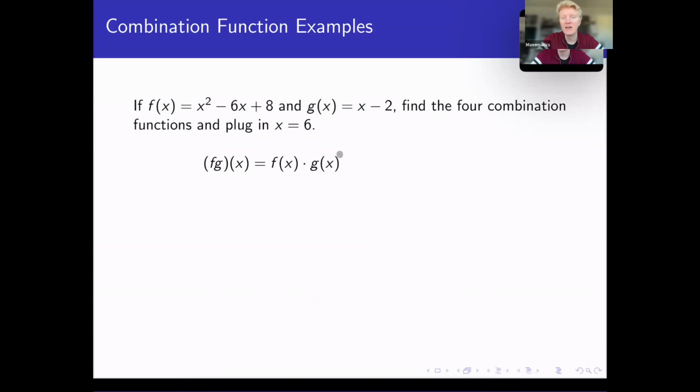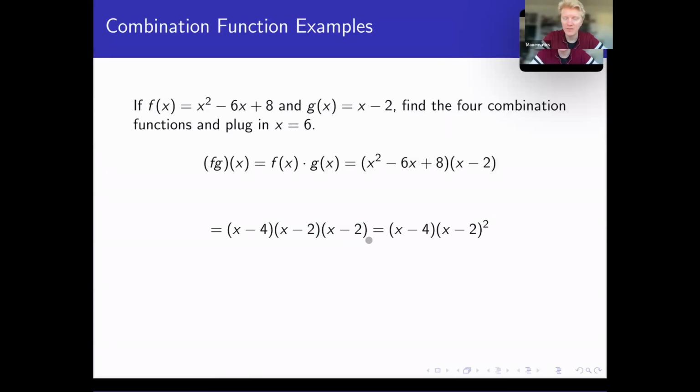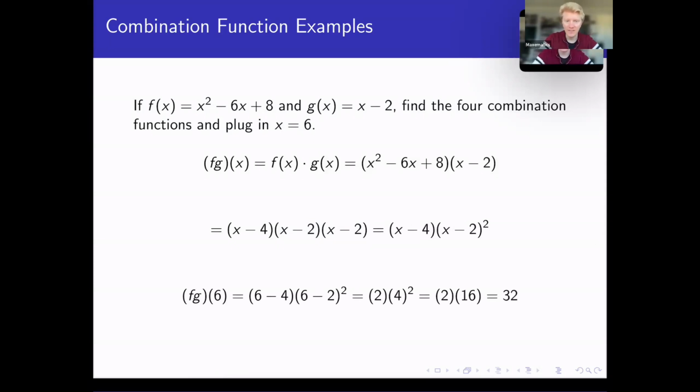Multiplication, all right. f of x times g of x would be f of x times g of x. And well, if we want to get a nice simplified answer, I wouldn't expand this. I would just factor this one part. And actually, one thing we can do is say x minus 2 times x minus 2, x minus 2 squared. And then if I want f times g of 6, plug in 6 into here. 6 minus 4 is 2. 6 minus 2 is 4. 4 squared is 16. 2 times 16 is 32. Or you could, again, plug 6 into here, plug 6 into here, and then multiply them. 8 times 4 is indeed 32.